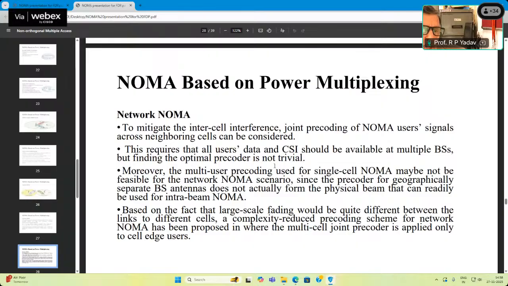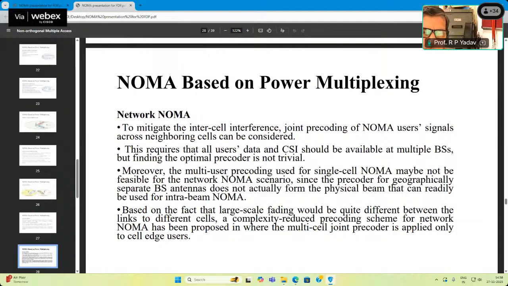Moreover, the multi-user precoding used for single-cell NOMA may not be feasible for the network NOMA scenario, since the precoder for geographically separate base stations does not actually form the physical beam that can readily be used for intra-beam NOMA. These are some of the finer details of beam formation, based on the fact that large-scale fading would be quite different between the links to different cells.